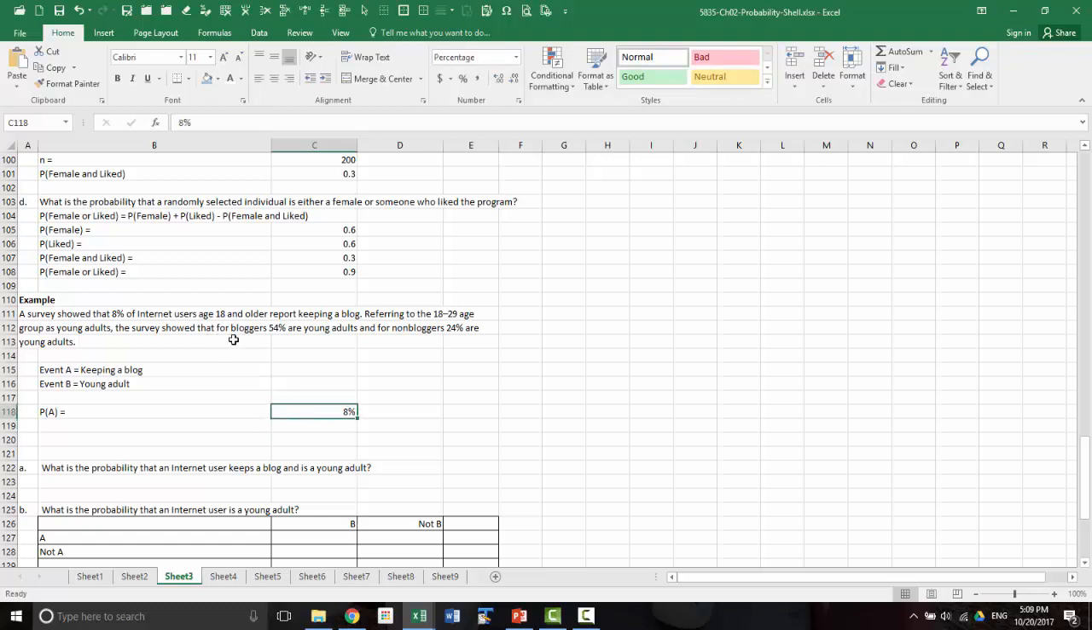Now the next statement is 54%, and what is that 54%? Referring to the 18 to 29 as the young adult, the survey showed for bloggers 54%. You're now looking at bloggers. For bloggers 54% are young adults. So bloggers is given, so A is given. 54% given A are young adults. So we are talking about probability of B given A is 54%.